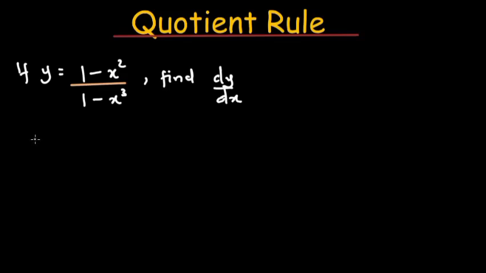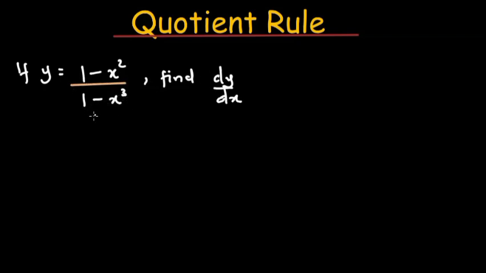In this video, we're going to be solving some problems on quotient rule. That is one of the rules for differentiation. Now, we use quotient rule whenever we have a fraction or whenever we have a numerator and a denominator. So we have a problem here. It says if y equals 1 minus x squared divided by 1 minus x cubed, find dy dx.